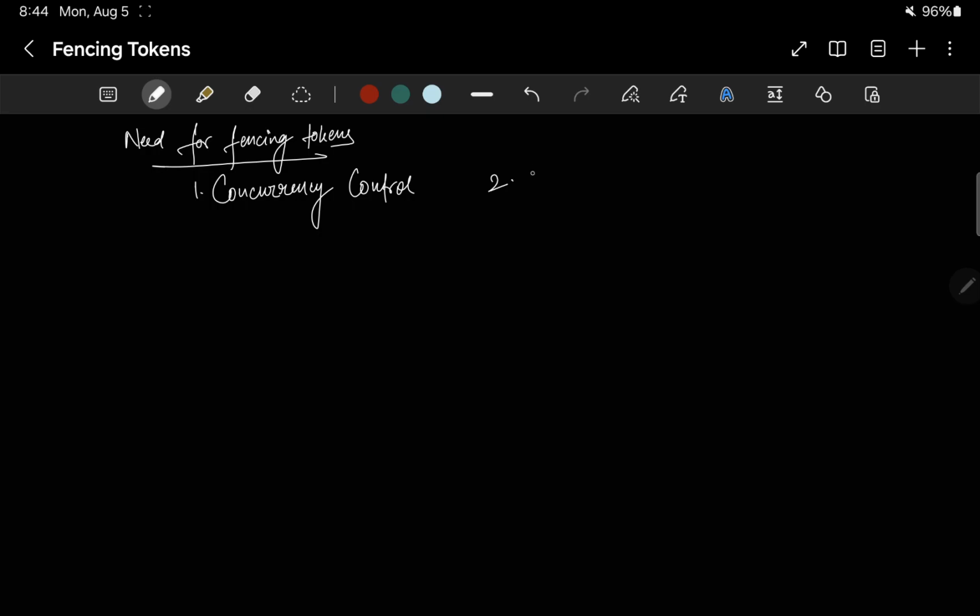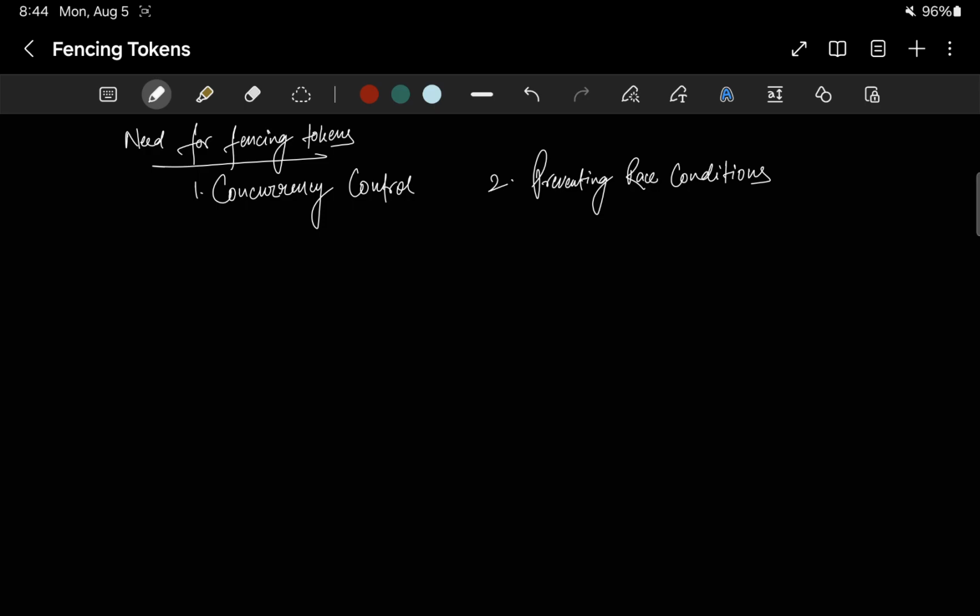And second is preventing race conditions. The unique identifiers assigned by fencing tokens are instrumental in preventing race conditions. These identifiers act as a barrier against conflicting operations, ensuring that each operation is uniquely identified and processed in a well-defined sequence. So if there is a particular order, then no two nodes will fight for a particular resource at the same time, and thus race conditions will be avoided.